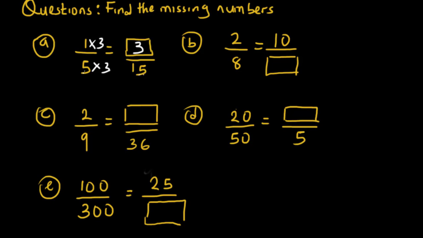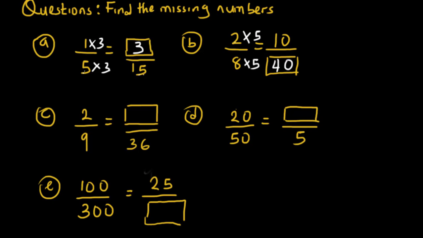Does this make sense? Let's do B. 2 over 8 equals 10 all over dash. So we are trying to look for the missing number. Now look again. What did we do to 2 to get 10? We multiplied by 5. So we have to do it to the bottom too. So we have 8 times 5, and that will give us 40. Does this make sense?